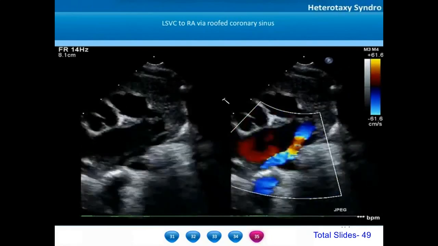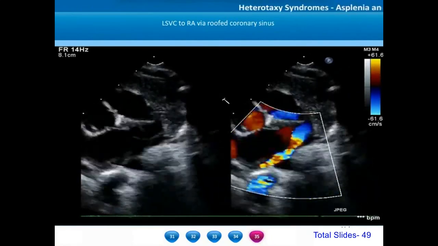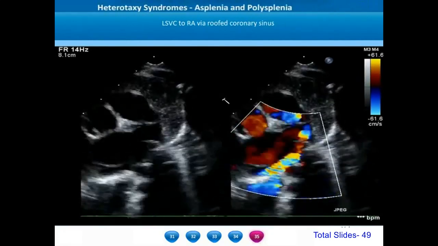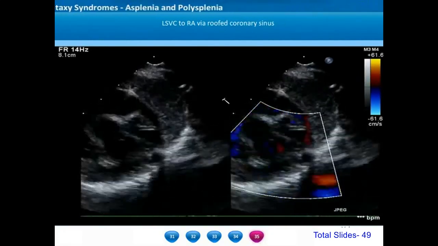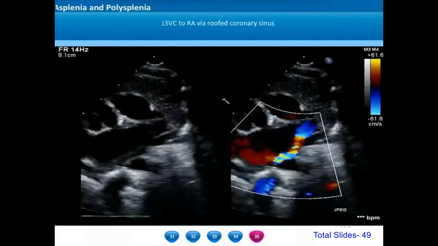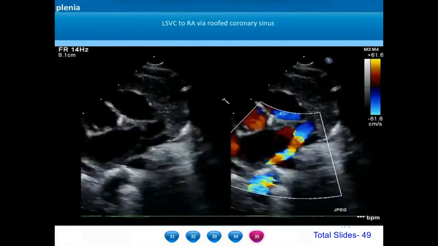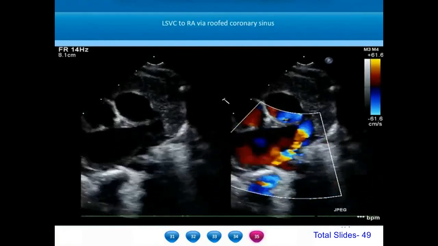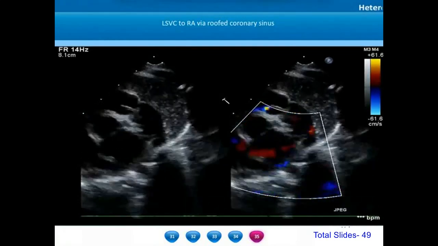Presence of bilateral superior vena cava is rare in polysplenia syndrome, seen only in about 1/3 of the patients. Whenever there is a left superior vena cava in a polysplenia, it may drain through a coronary sinus into the right atrium or may drain directly into the left atrium without a roofing of the coronary sinus.